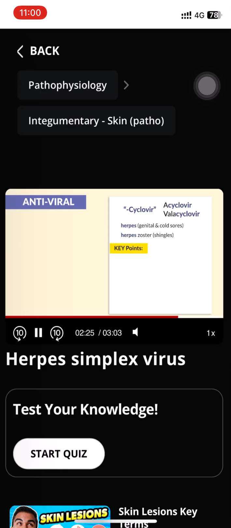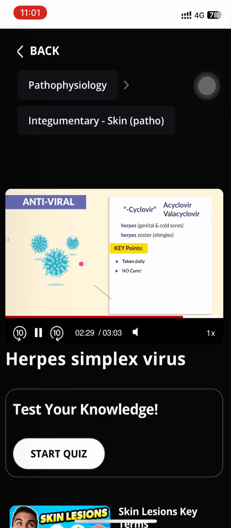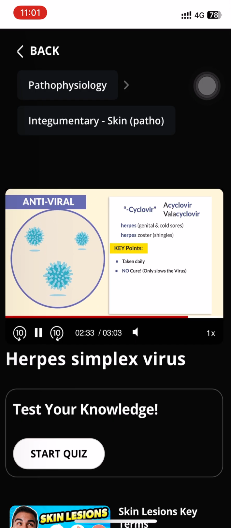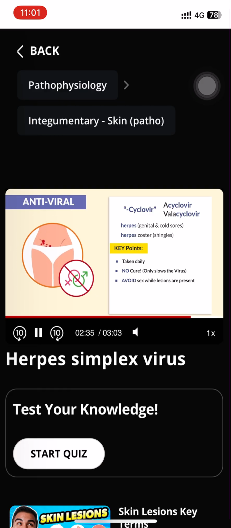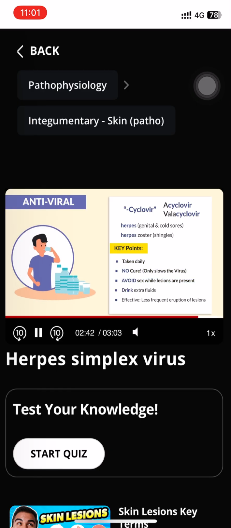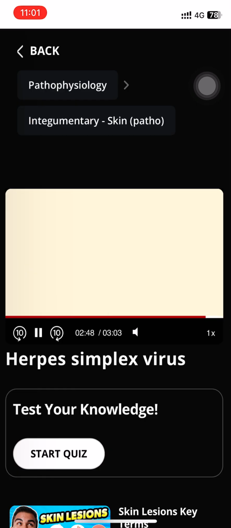Now the big key points here, guys, write these ones down. We take daily, and also there's no cure since it only slows the virus. And big one here, you avoid sex while lesions are present. Guys, there were like 3 HESI exit questions about that. Lastly, we drink extra fluids, and it's also effective for less frequent eruption of lesions. Big keywords right there.